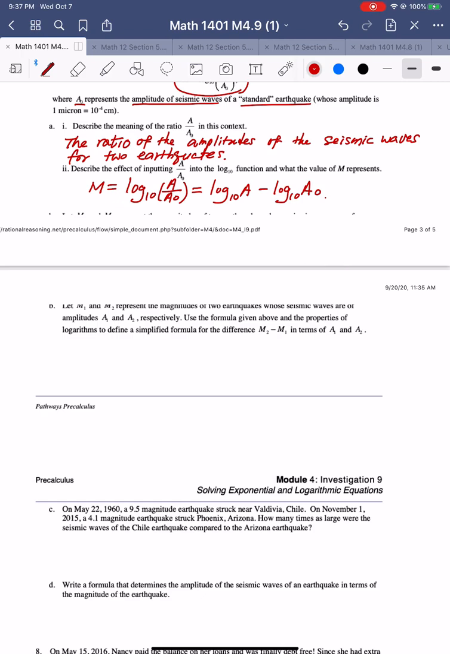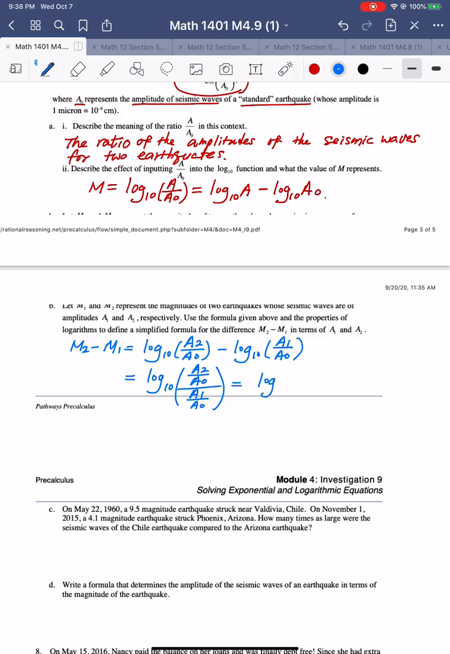So I want to find the difference between the two, M2 subtract M1, which is log base 10 of, instead of A, put A2 over A sub 0, subtracting the log base 10 of A sub 1 over A sub 0. And now with two logs, I can make one log because a difference becomes a quotient. So I can make that A2 over A0 over A1 over A0. Then if I simplify that, it becomes A2 over A1. Okay, so that's what they have here.